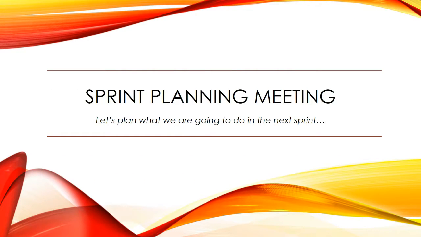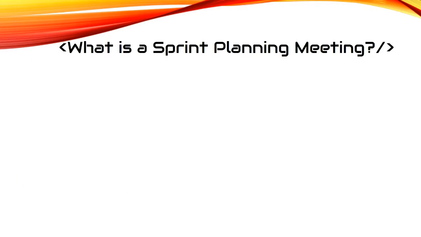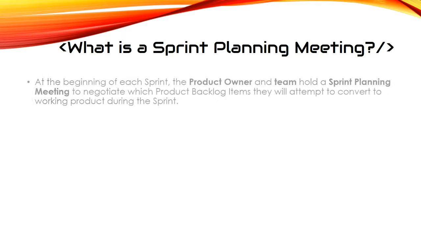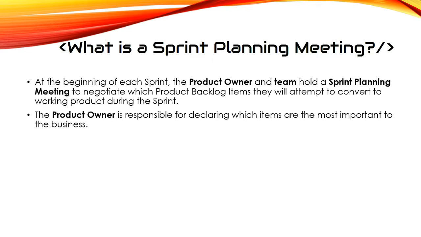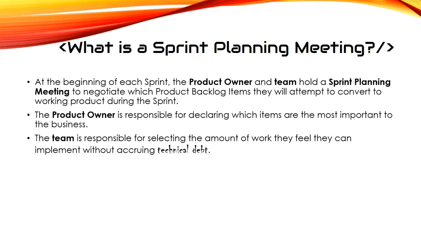Sprint planning meeting. Let's plan what we are going to do in the next sprint. So what is a sprint planning meeting? At the beginning of each sprint, the product owner and team hold a sprint planning meeting to negotiate which product backlog items they will attempt to convert to a working product during the sprint. The product owner is responsible for declaring which items are the most important to the business. The team is responsible for selecting the amount of work they feel they can implement without accruing technical debt.